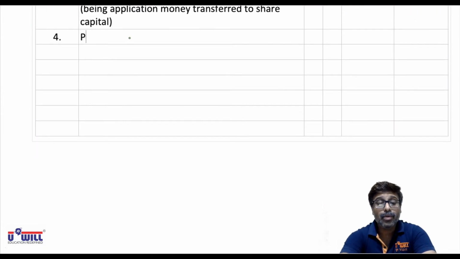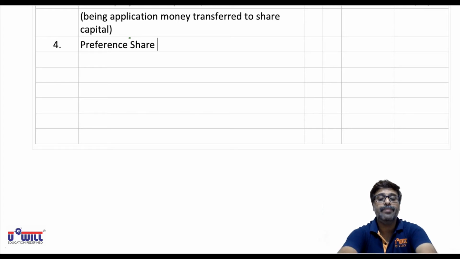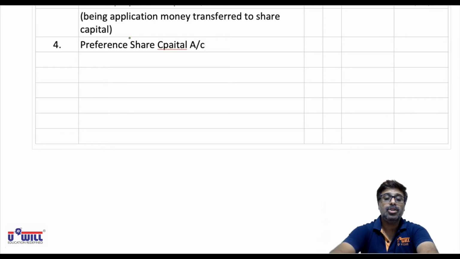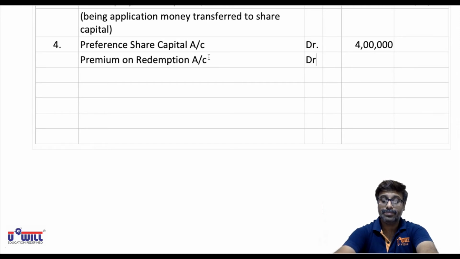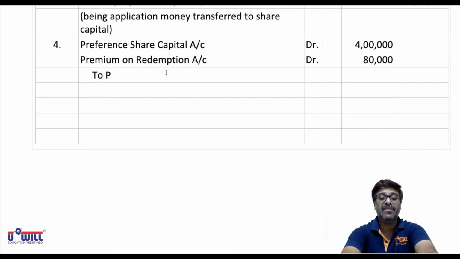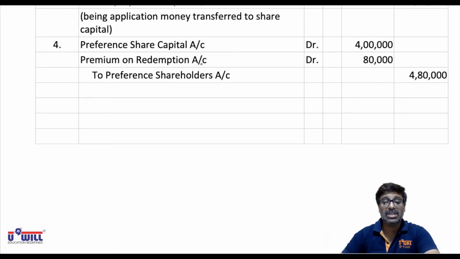So write down, everyone. The preference share capital percentage etc. is not mentioned, so straight away preference share capital account debit. The logic: preference share capital has a credit balance, so to close it we reverse and debit it. Okay. Preference share capital account debit 4 lakhs. Then premium on redemption account debit 80,000 to preference shareholders account 4,80,000. Okay. Preference share capital is a credit balance. To close it we reverse and debit it. Premium on redemption is a capital loss, and we debit all expenses and losses, so we debit it. An amount is payable to preference shareholders, and we credit the payables, so to preference shareholders account 4,80,000.